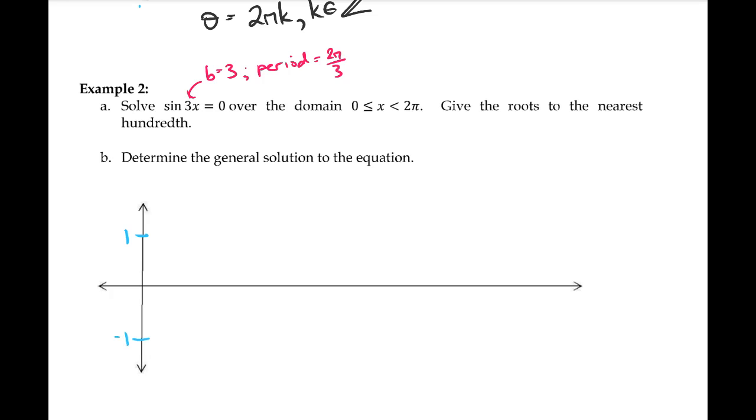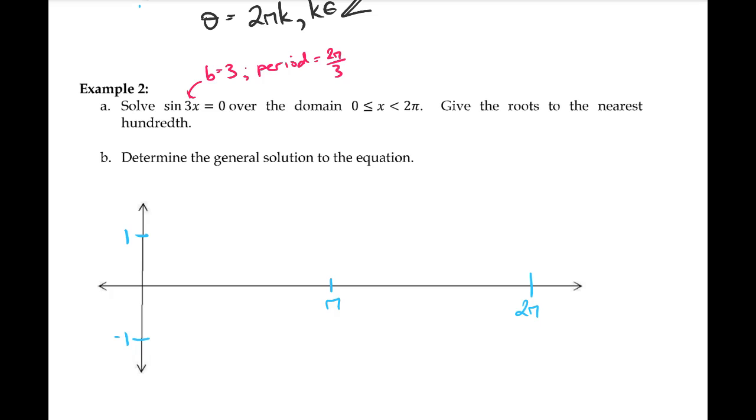Okay, and I'm only gonna draw out to 2 pi here because I don't need to go any further. So halfway would be pi. And because I'm dealing with a denominator of 3 in my period, I'm going to subdivide this into like 6, just so that I can have those halfway marks.